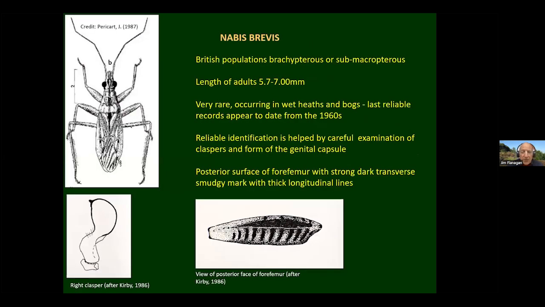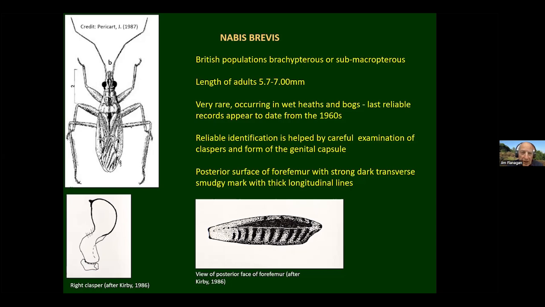Nabis brevis. Now, this is another really, really rare nabid, and we don't have very many records of it in the recording scheme data set. I would say we've got maybe a couple of dozen. It's that uncommon. And I've had to use an image from Péricart's book on the Nabidae for this one. It looks quite recognizably distinctive because it's quite squat almost. It's not as long as other Nabis species.